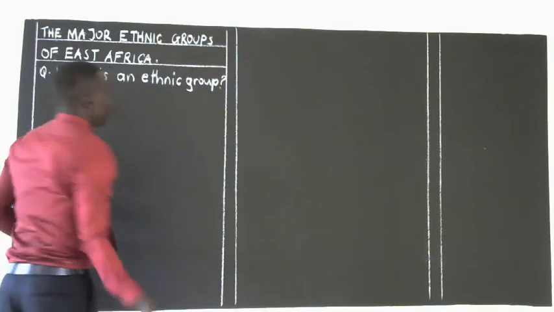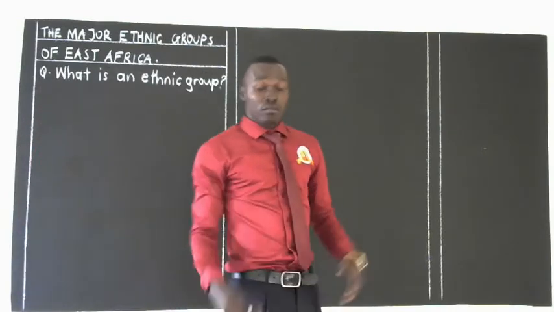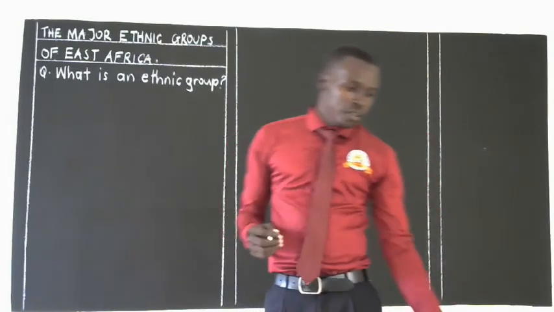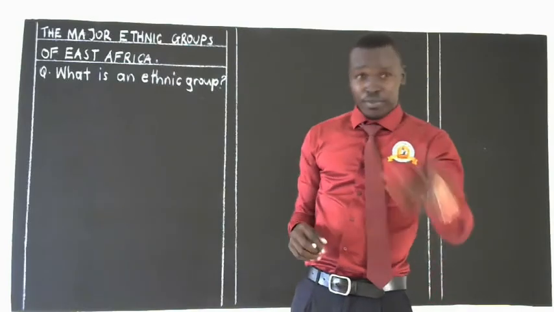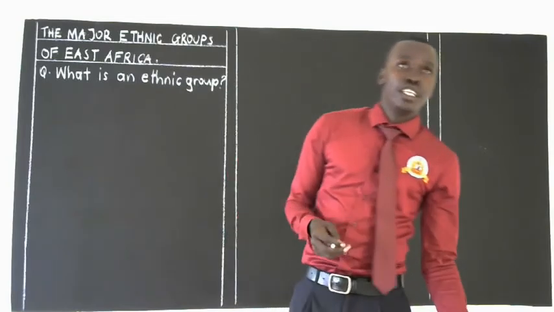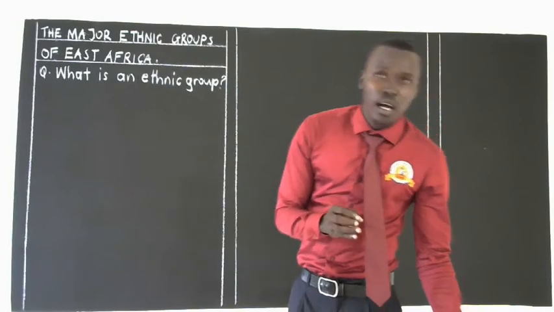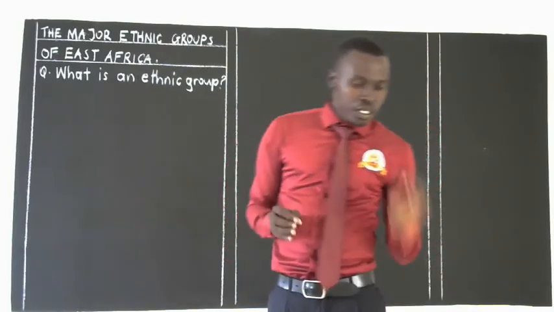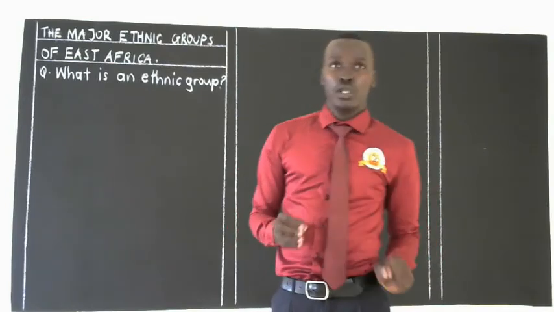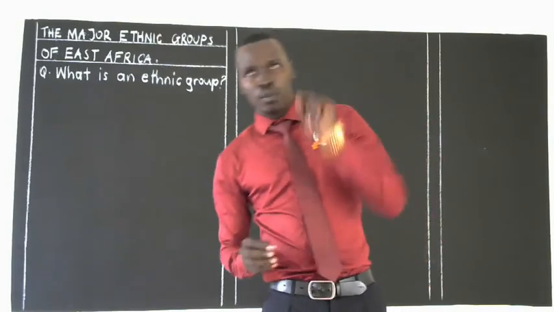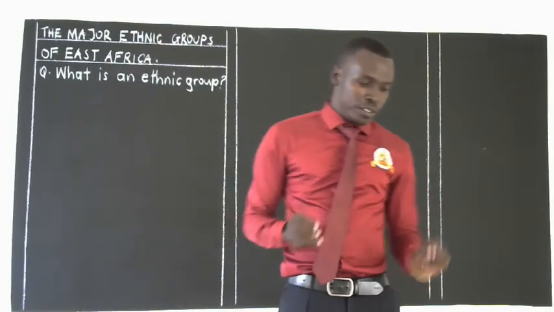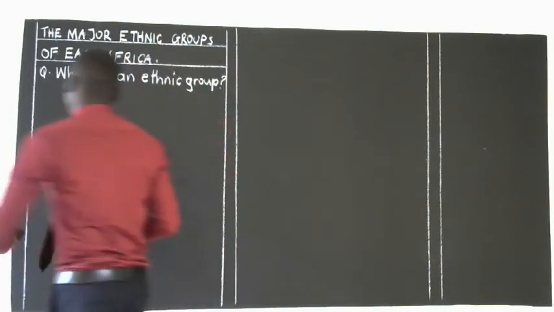Yes, in our class setup, some of you would be able to try and define for us the word ethnic group. But since this situation has put us in our different homes, let us save time by defining the word ethnic group. How do you define ethnic group? An ethnic group is a group of people who share the same origin and speak related languages. That's right.